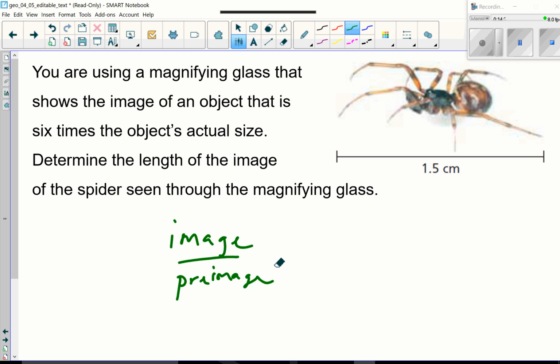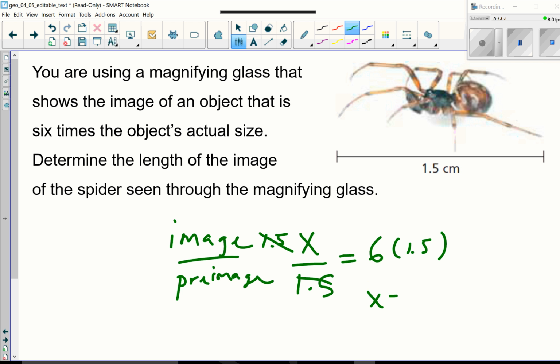We're blowing this up. The image length is x. The pre-image length is 1.5. Okay, so we have that right there, and that is going to equal 6. So we know image over pre-image equals scale factor. Now if I want to solve for x, I can just multiply both sides by 1.5. I do that, I'm going to get x equals 9. So again, the image length through the magnifying glass is 9 centimeters. So it's going to look 9 centimeters, but in reality, it's only 1.5 centimeters. But we're making it 6 times larger.